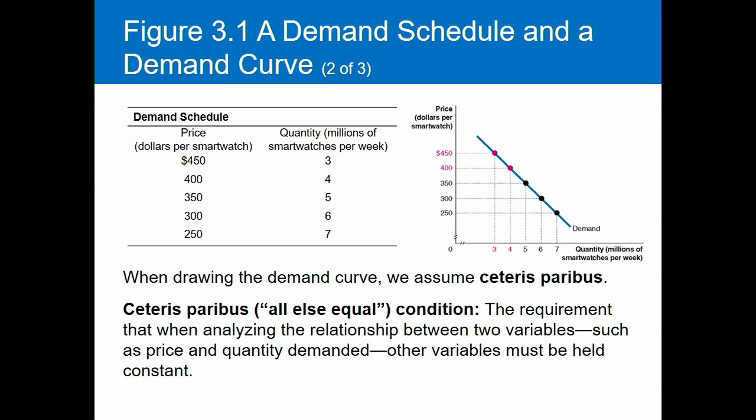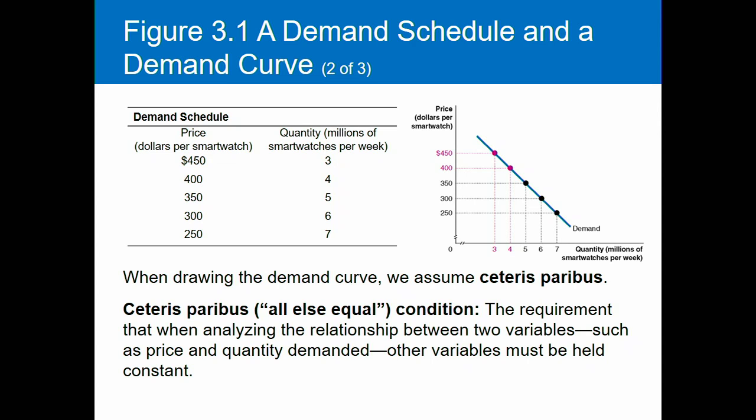So when we draw the demand curve, or when we talk about movements along the demand curve, we assume the Latin term ceteris paribus, or all things being equal. Basically, when we're looking at the relationship between price and quantity, we're holding everything else constant. We're pretending that no other variables, no other things that might affect the price and quantity are changing. In real life, obviously, as those change, it's going to have a ripple effect. But in order to make this analysis simple and to provide the intuitive results, we're going to pretend that everything else is equal.